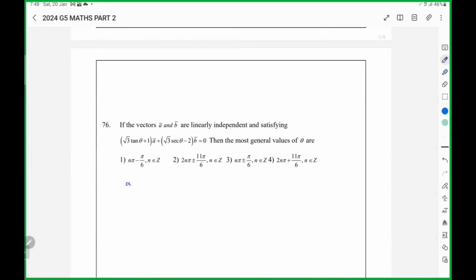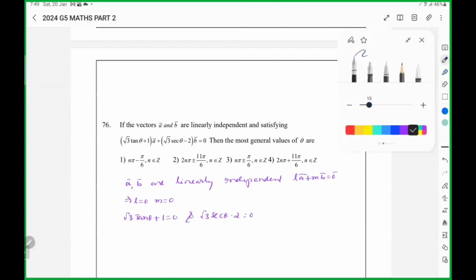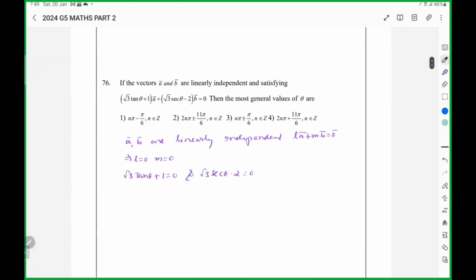Here A bar, B bar are linearly independent. So L A bar plus M B bar is 0 bar, and L and M both are zeros. And root 3 secant theta minus 2 is 0. Now tan theta is minus 1 by root 3.